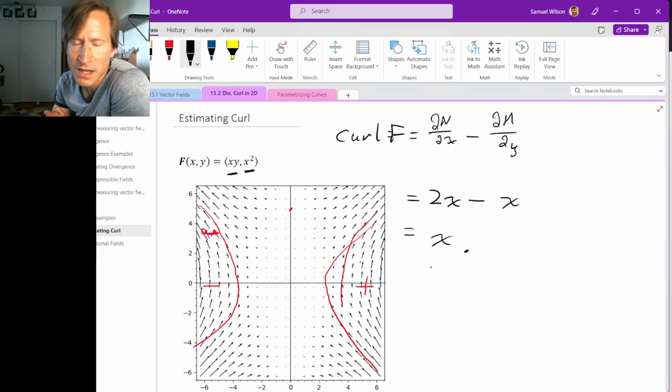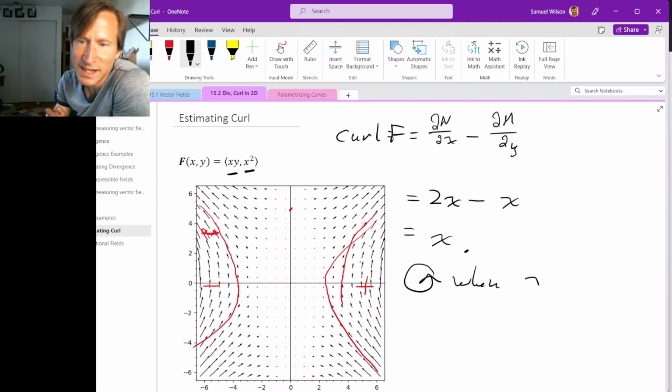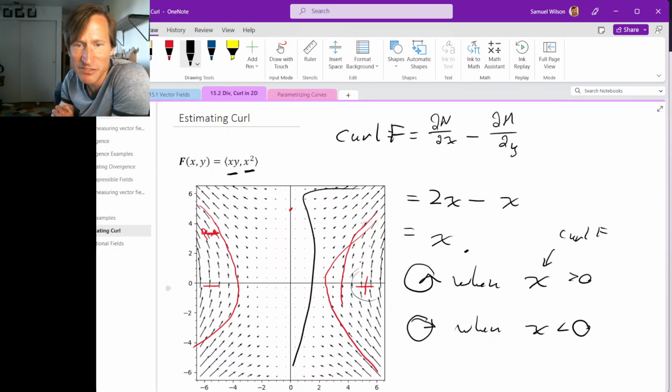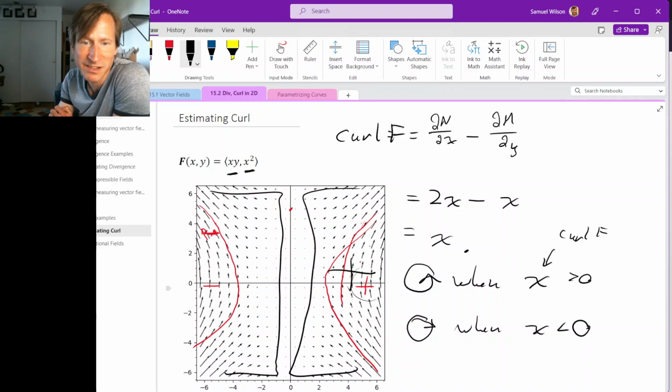So it looks like we have positive circulation when the curl, x here, is positive, and we have negative circulation when x is negative. So it looks like the circulation is positive not just in this region here, but actually in the entire half plane to the right. And the circulation is negative in the entire half plane to the left.